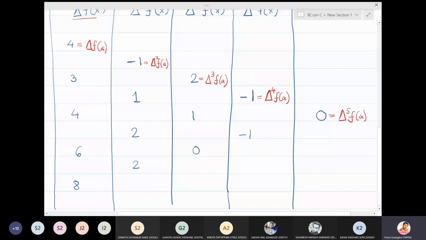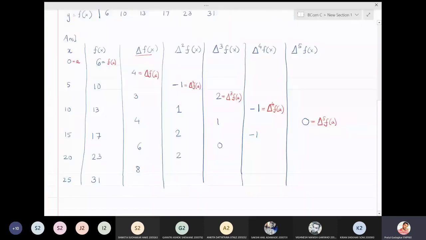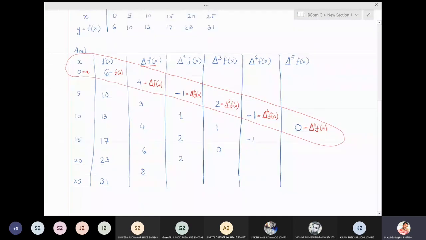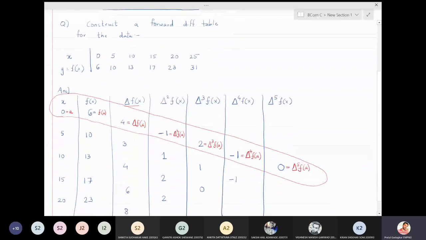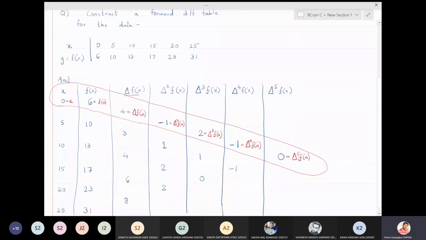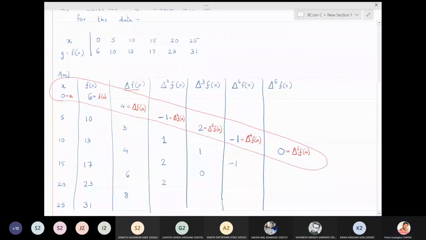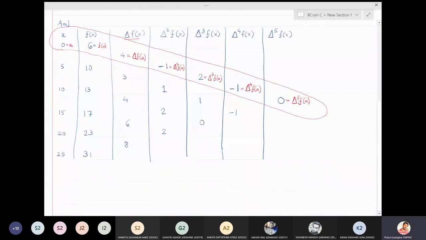So the people in the first position are very important for us. This data is very important for us to solve a problem using which method? Which method are we going to learn in this lecture? We are going to learn Newton's Gregory forward interpolation formula. So this first line is very important for the forward difference. Right. So let me write it here.